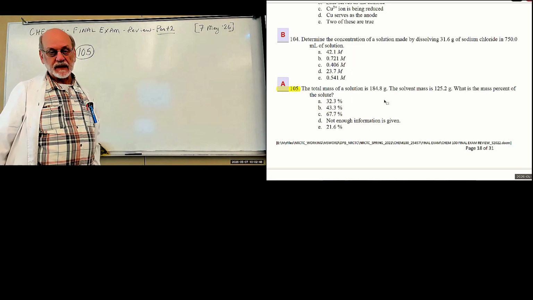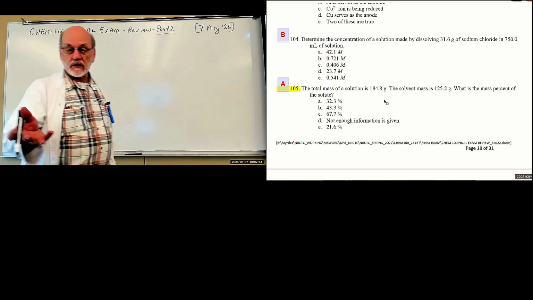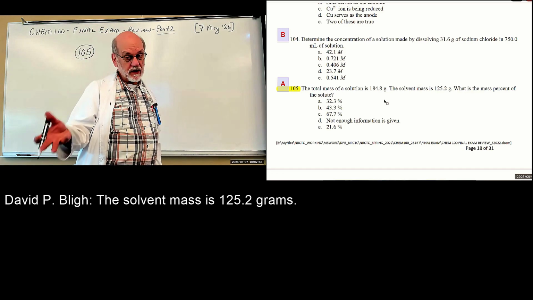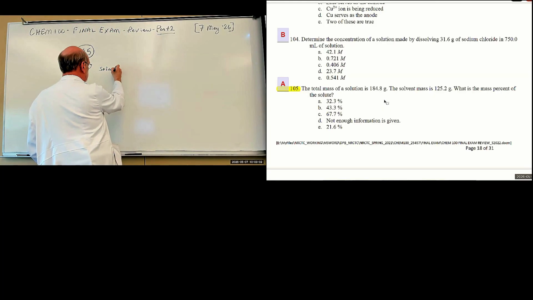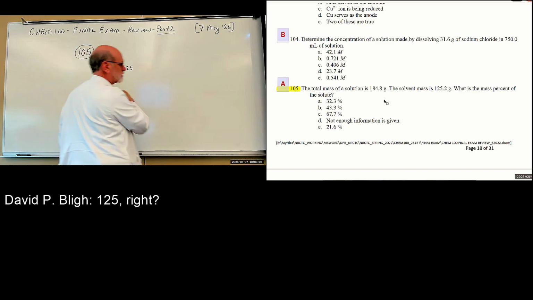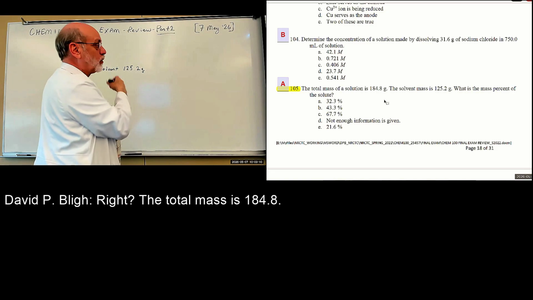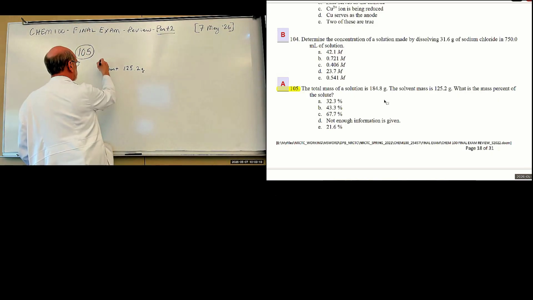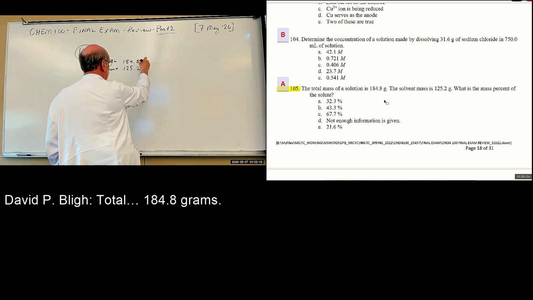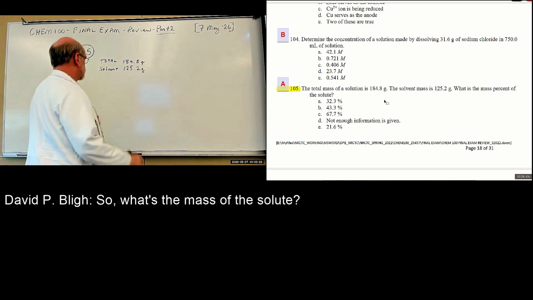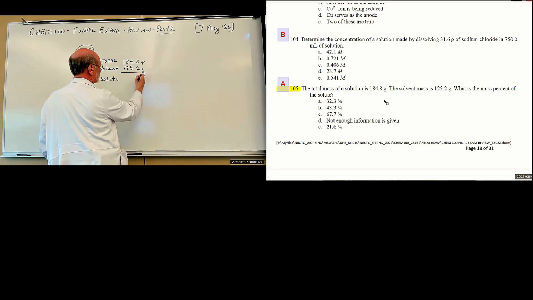Okay. Let's see. What is the solute? The solvent mass is 125.2 grams. Solvent, 125.2 grams. Right. The total mass is 184.8 grams. Right. So what's the mass of the solute? It's just the difference.